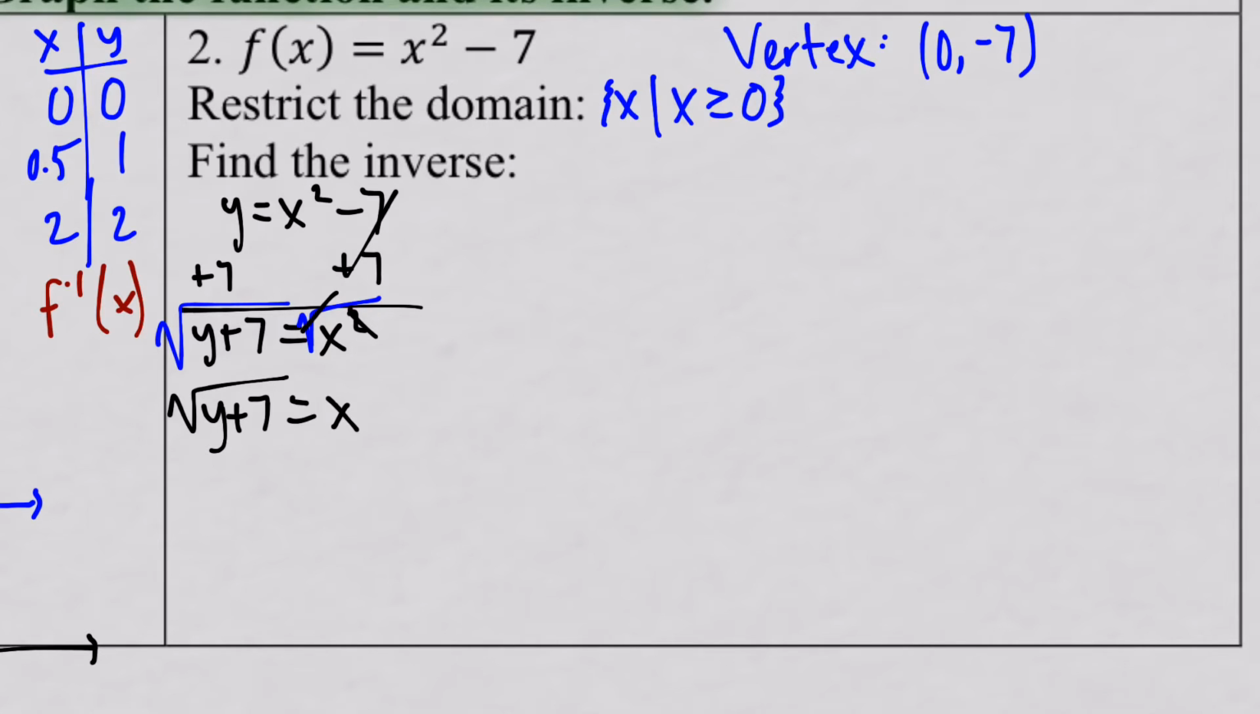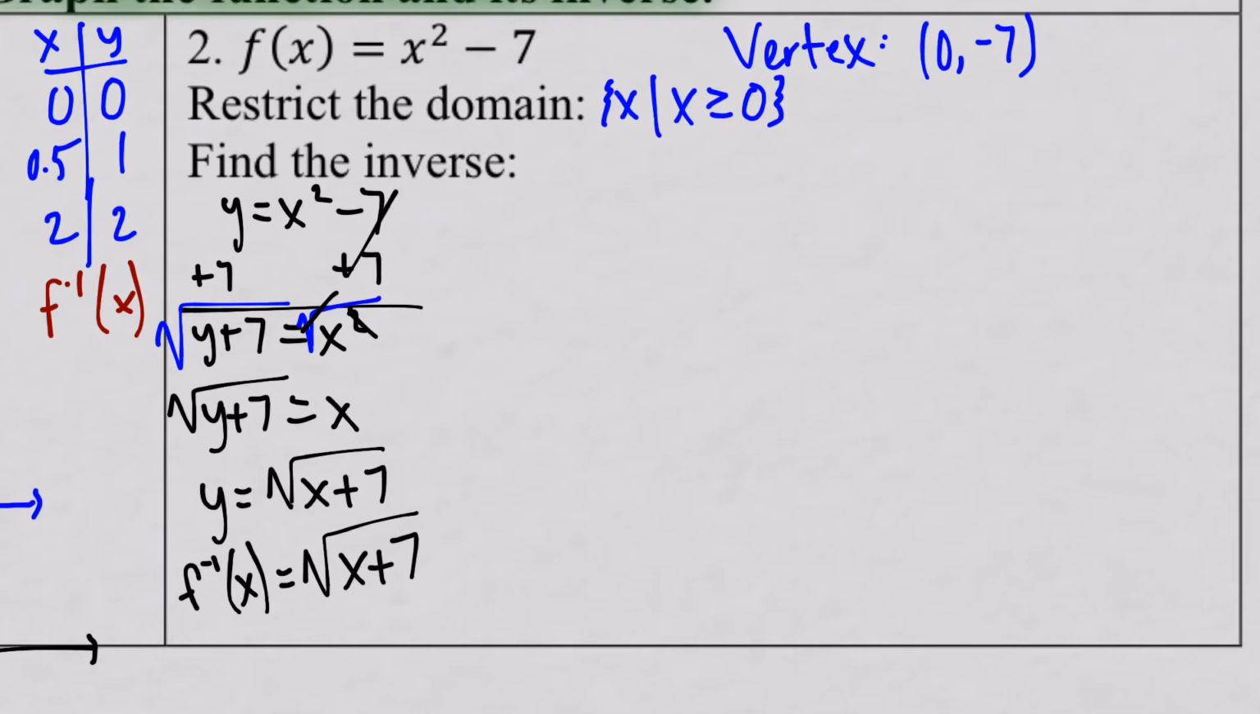We're going to switch the x with the y and also flip them around so that the y is on the left side. Okay, so this one becomes y, but I'm going to write on the left. This one becomes x, but I'm going to write all of this on the right. That's what I'm doing. y is equal to radical x plus 7. Finally, change y to f inverse. f inverse of x equals radical x plus 7.